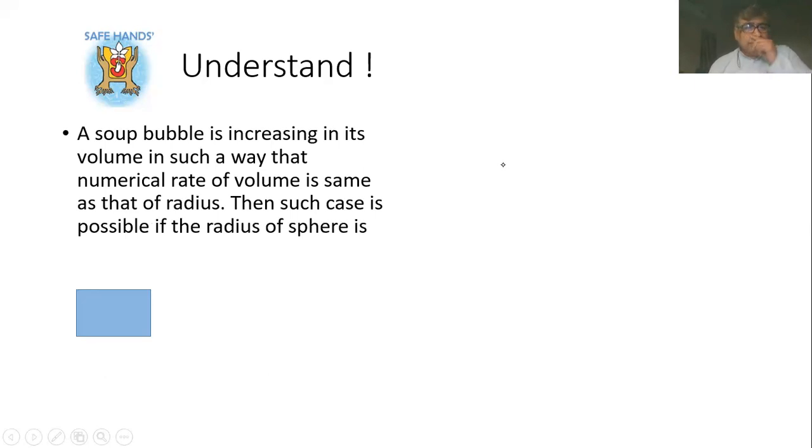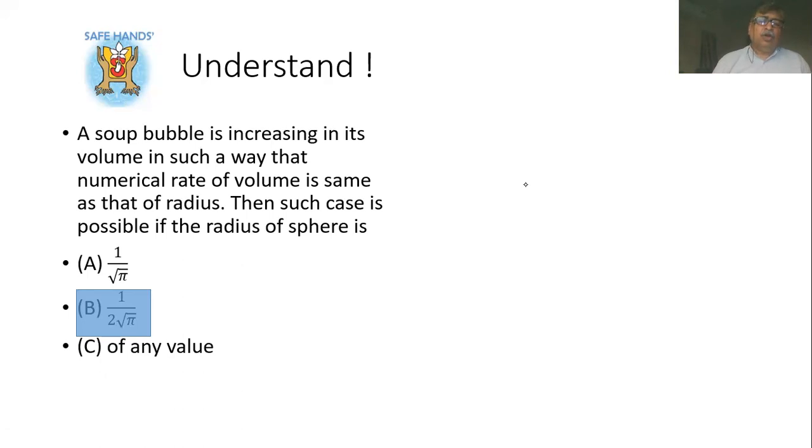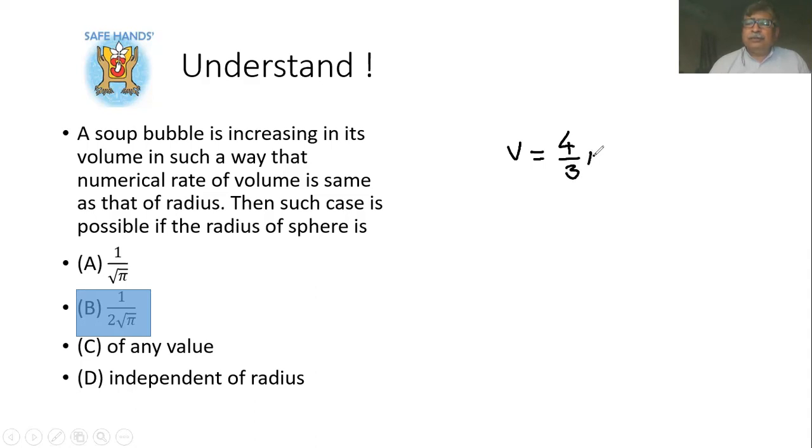So a bubble is increasing in its volume in such a way that the numerical rate of volume is the same as that of the radius. In such a case, is it possible, and if it is possible, does the radius of the sphere have some condition, or is it never possible, or is it independent of the radius? These are the options. This is a typical rate problem.